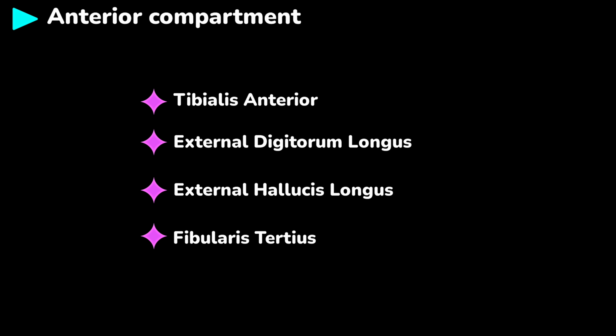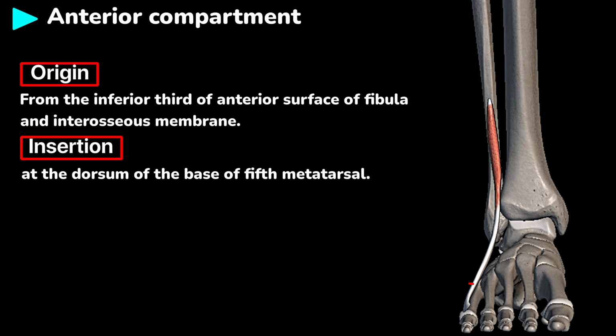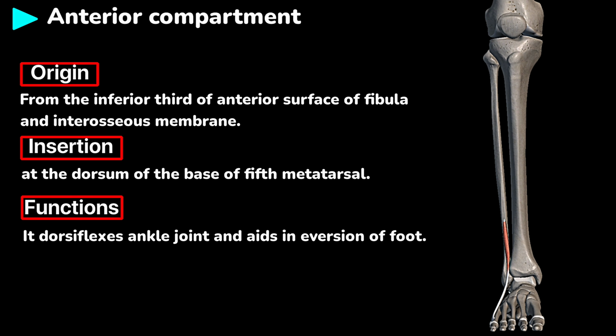The fourth and the last muscle is fibularis tertius. It originates from the inferior third of anterior surface of fibula and interosseous membrane. This muscle inserts at the dorsum of base of fifth metatarsal. This muscle acts to dorsiflex ankle joint and aids in eversion of subtalar joint.